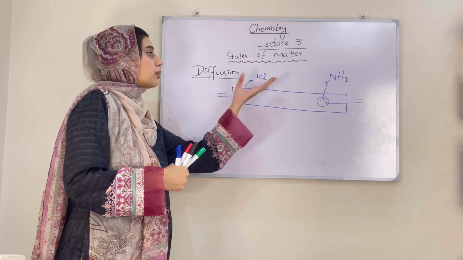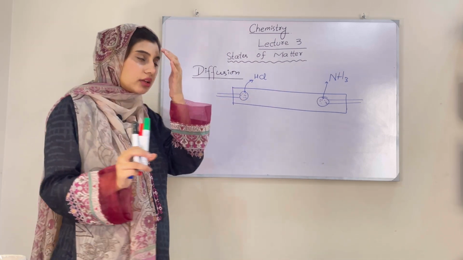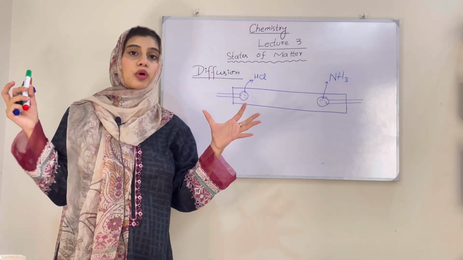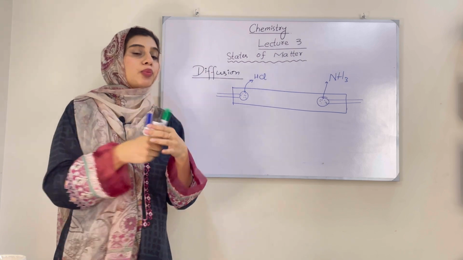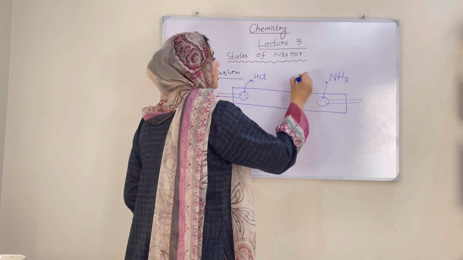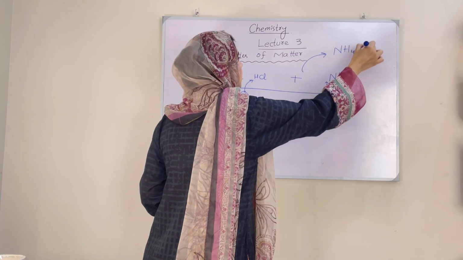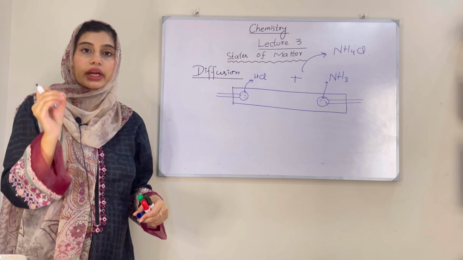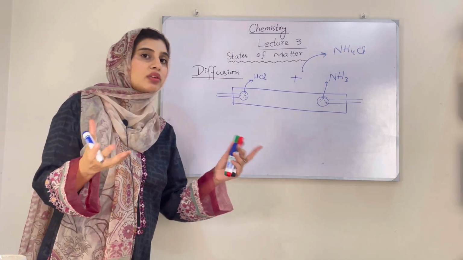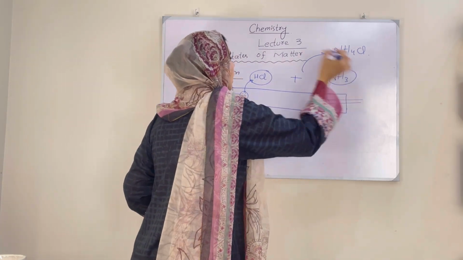Both of these molecules will start moving towards each other, because in the experiment, when both molecules move, they combine at a point and produce a product. So hydrochloric acid and ammonia, when they combine, form NH4Cl, ammonium chloride. Now we are going to study which one will move faster, HCl or NH3.